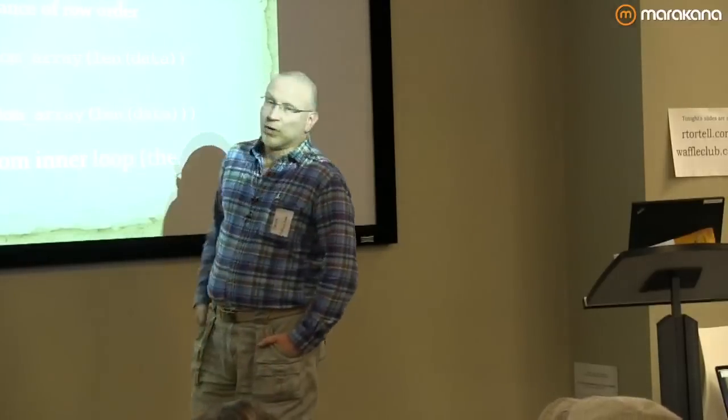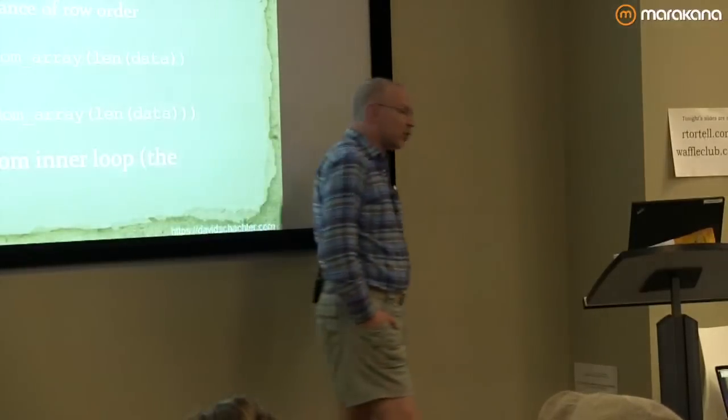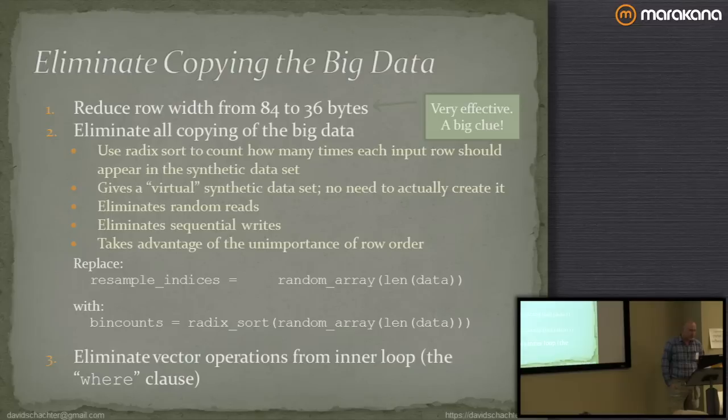And the program sped up by the ratio of 84 to 36. Big, huge, huge, giant clue. So at that point, I went all out for reducing memory bandwidth. I used a radix sort to take the array of random numbers, which are indices into the main data set that we're going to use to copy that data into the temporary data set. I took that random array and I bin sorted it, I radix sorted it.